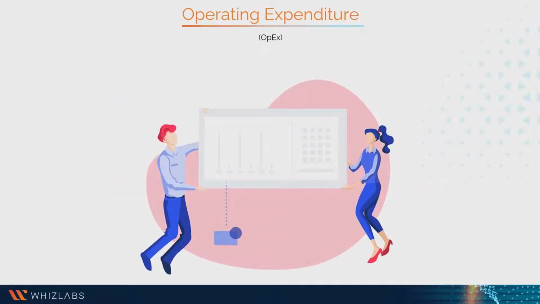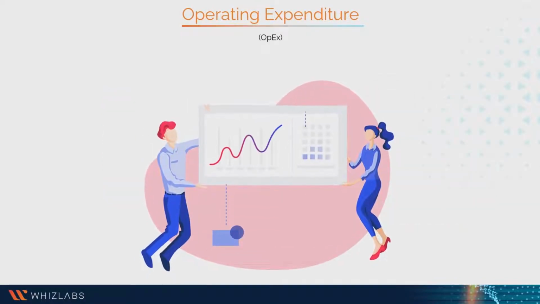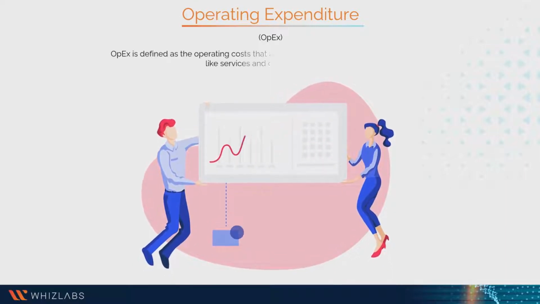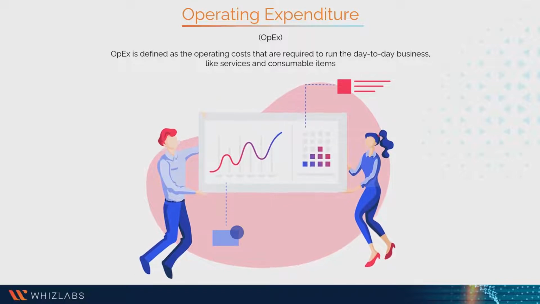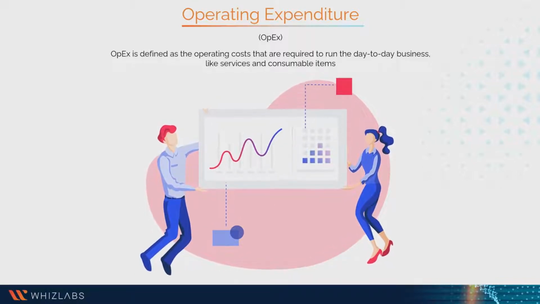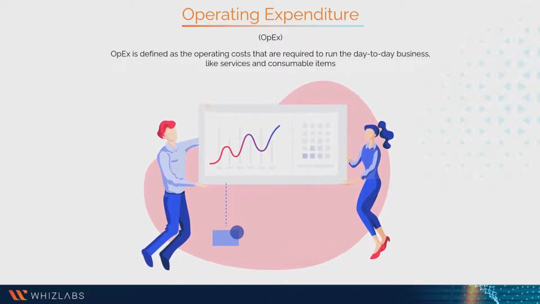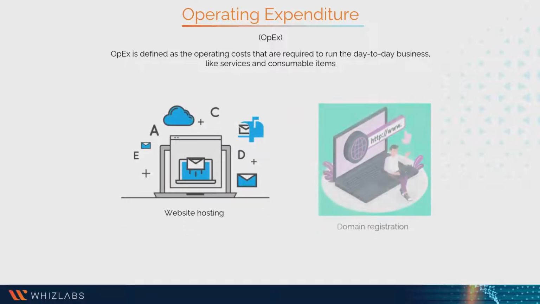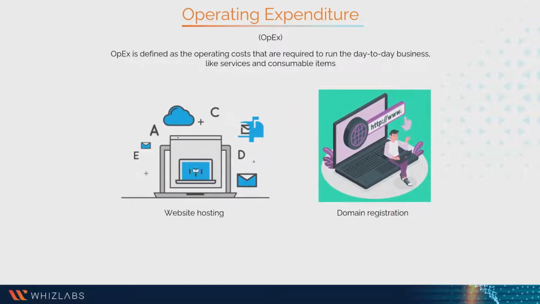Now that you have understood capital expenditure, let us understand operating expenditure as well. Operating expenditure or OpEx is defined as the operating costs that are required to run the day-to-day business, like services and consumable items. This includes services like website hosting or domain registrations. These things are necessary for the success of the business but are not considered major long-term investments like CapEx items.